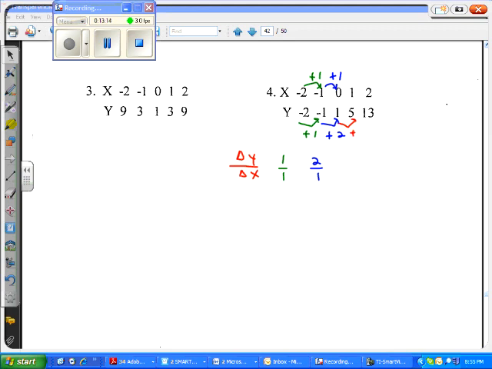Next change in y is a gain of 4. Its change in x is a gain of 1. So we have a 4 over 1. The next change in y is a gain of 8. Its change in x is a gain of 1, and so we have an 8 over 1. It's not linear because there's not a constant change in y, change in x.